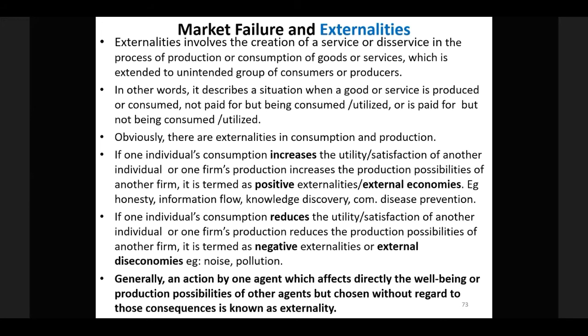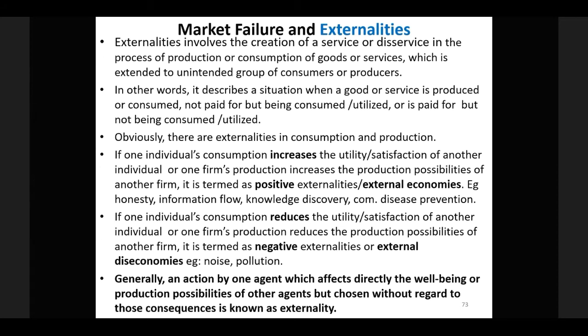As I told you, I explained honesty already. Information flow: when one firm produces and this makes the same information flow to another firm, this becomes a positive externality. And knowledge discovery is such that once the knowledge is discovered and made available to others, they benefit from it without paying for it. So it's also prevention of communicable disease.